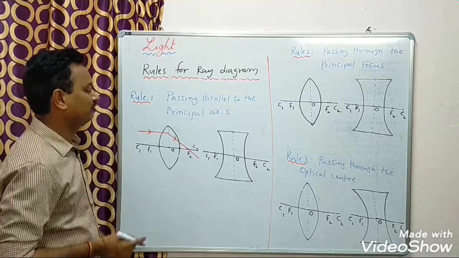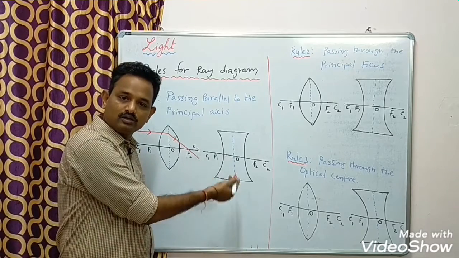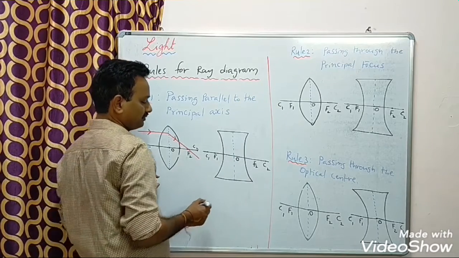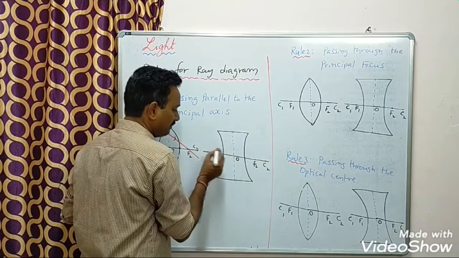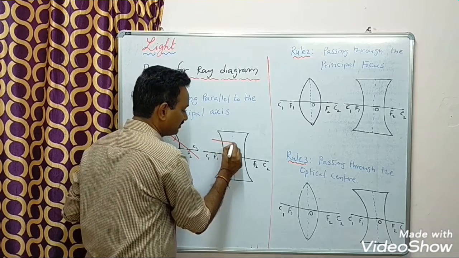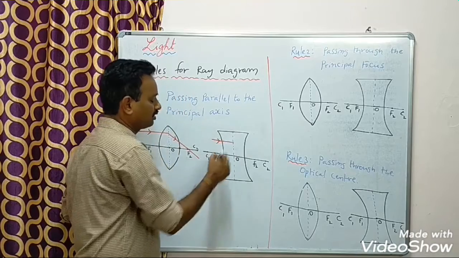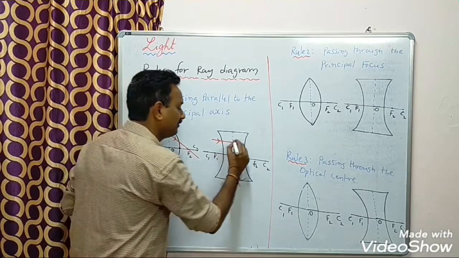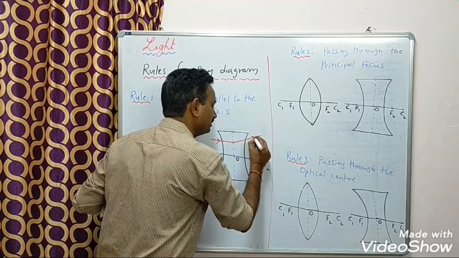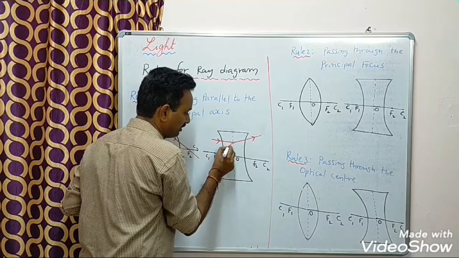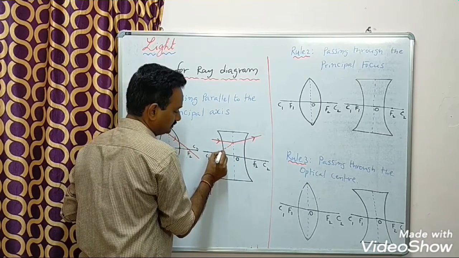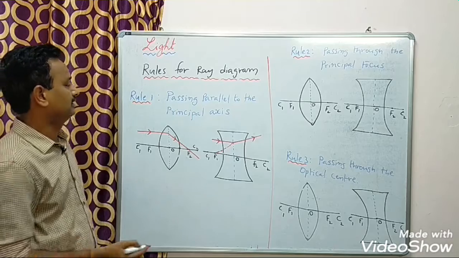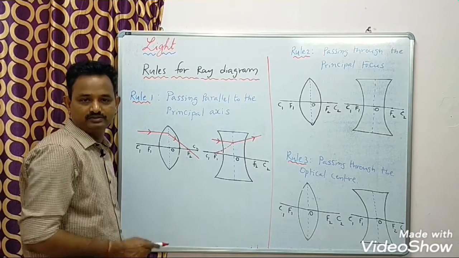Okay. Then what about concave lens? A light ray is passing parallel to the principal axis of a concave lens. After refraction, it appears to come from principal focus. Okay, that's about rule 1.